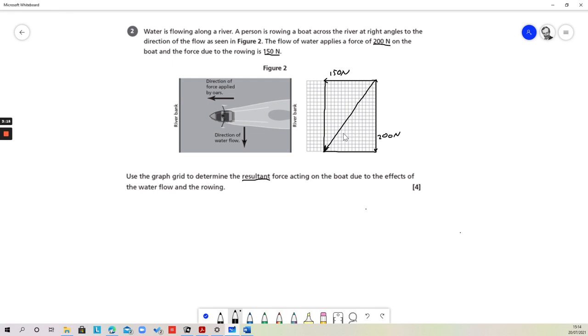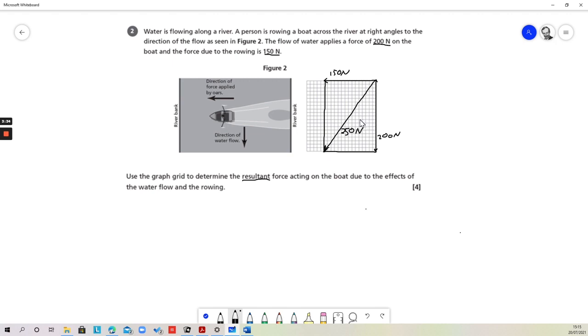And of course, we're using a scale of 1 millimeter square is 10 newtons. So in this case, that would have a size there. The magnitude of that force there is 250 newtons, because if you measure it, it's 25 millimeters long.